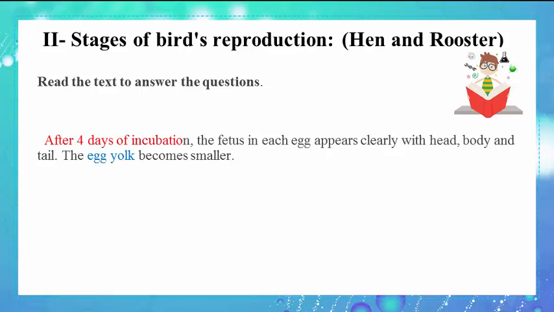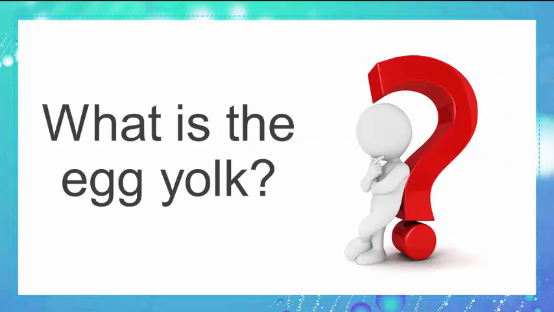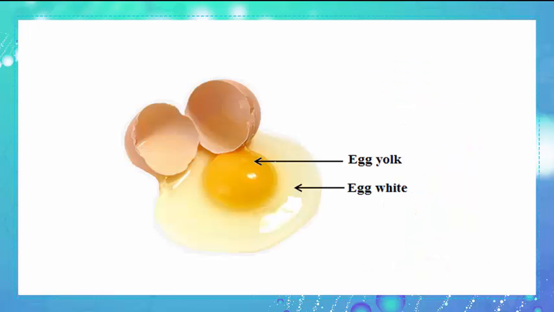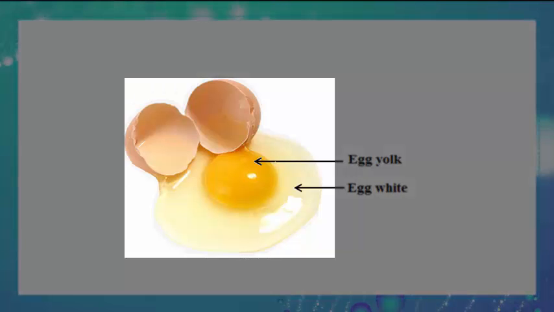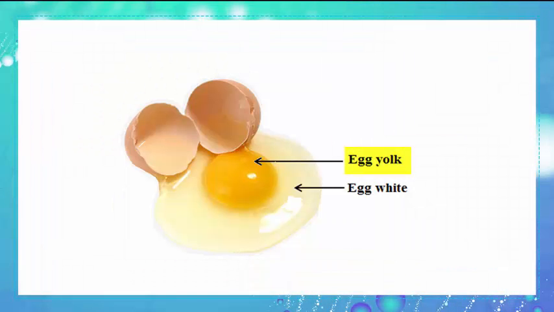After 4 days of incubation, the fetus in each egg appears clearly with head, body, and tail. The egg yolk becomes smaller. But what is the egg yolk? Let's observe this figure. Here is an egg that contains two parts. A yellow part, called egg yolk, on which the fetus feeds during its development, and another part called the egg white.